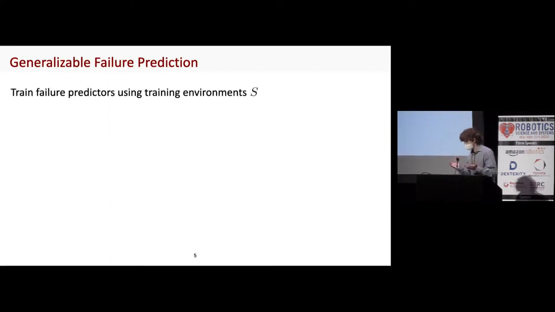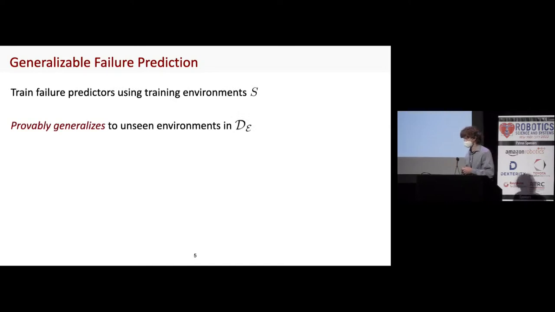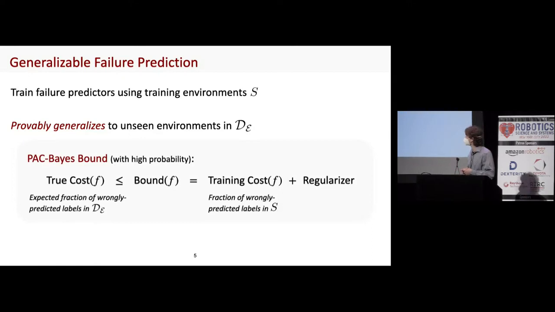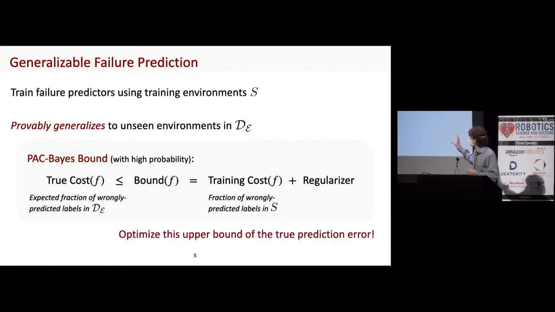In order to generate bounds or safety guarantees, we need to train on the environments drawn just from S, but we need to generalize to the unseen environments in the distribution D_E. So we'll use PAC-Bayes bounds that say essentially that with high probability, the true cost of a failure predictor generalizing to D_E is bounded by the training cost plus a regularizer term. The intuition is that in order to get a good failure predictor that generalizes, we need to optimize the right-hand side of the above equation.